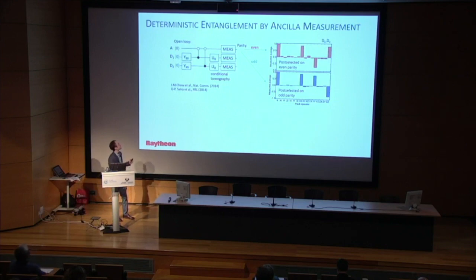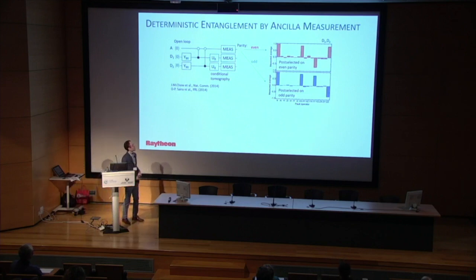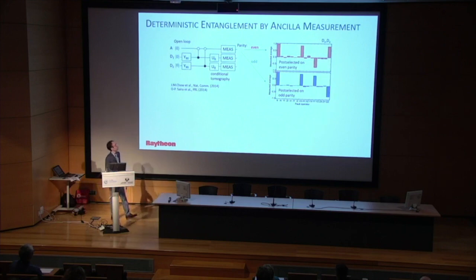And in one case, if you start from a superposition, you will get an even Bell state, ideally. And in the other case, you will get the odd Bell state. Now, this is all done by post-selection. What you would like to do is to obtain this entanglement deterministically.